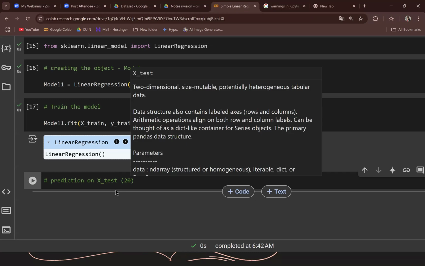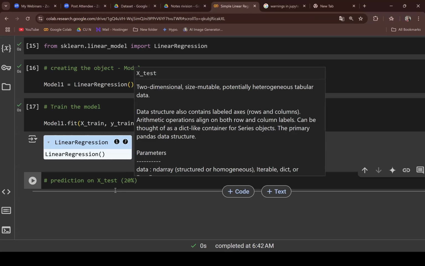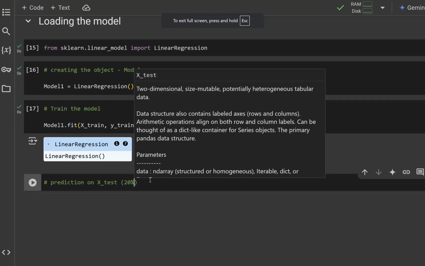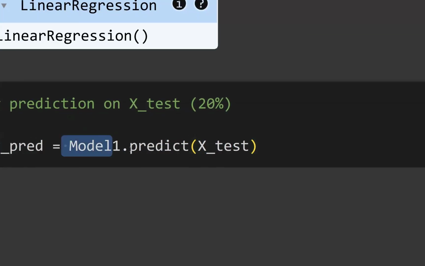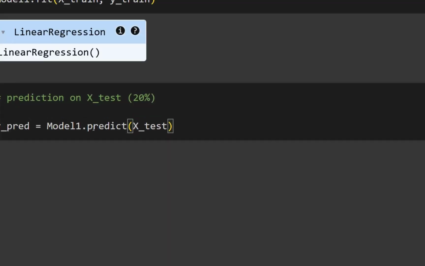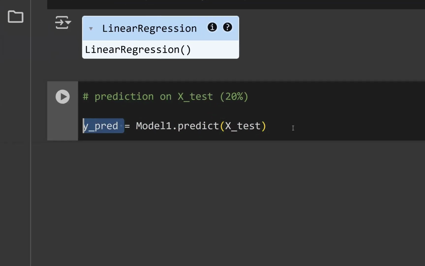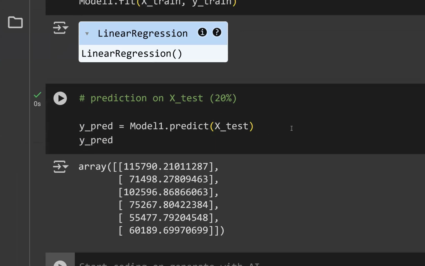That is 20% data. Prediction on X test, that is 20% data. And I will store the predicted output in ypred. Take your model, apply the predict function. Predict on X test. So this is your model, guys. You apply the predict function. You are predicting on 20% of input data. And the output you are storing here in ypred. So what is ypred? Ypred is the answer given by the model.